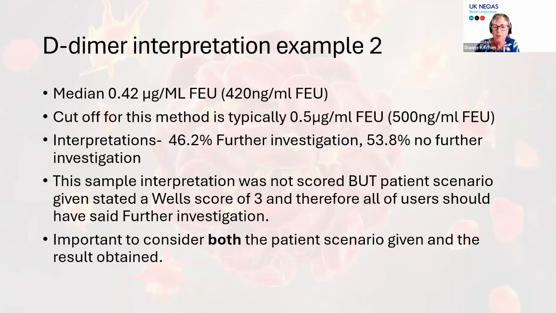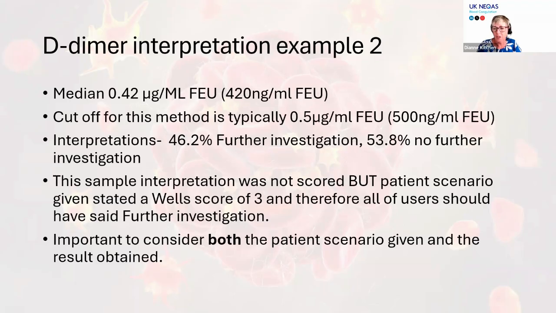So this is a median of 0.42 or 420 in FEU with the same method, with a cutoff of 0.5 or 500. 46% said further investigation. This is getting around to the borderline area. 53% said no further, which would have been fine, but when we looked at the scenario we gave them, we said they had a Wells score of 3. Now, a Wells score of 3 should have meant that everybody said further investigation.